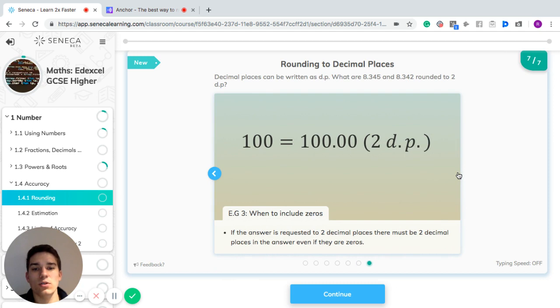You need to think about when you need to include zeros as well. If the question says round to two decimal places, there must be two decimal places in your answer. That is the case even if those decimal places are 0. So for example, 100 to two decimal places will be 100.00.